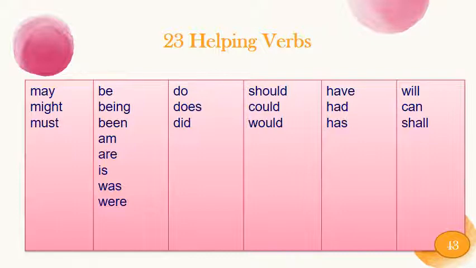Should, could, would, have, had, has. He have built a new house. Have is a helping verb. Built is the main verb. For example, will, can, shall.